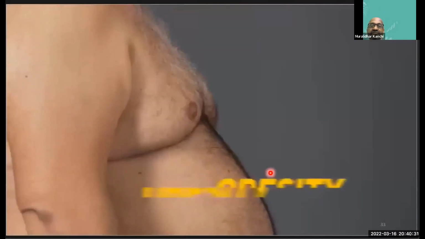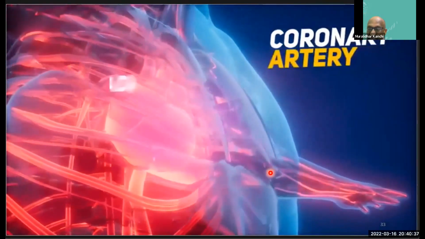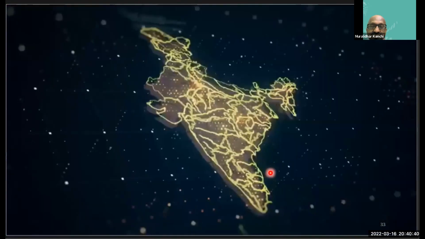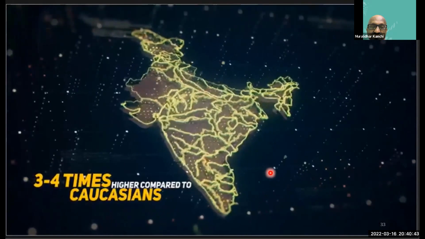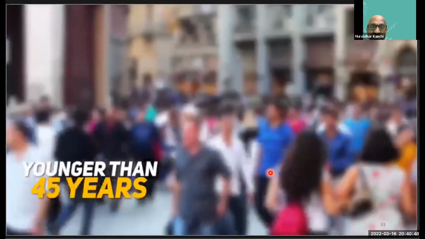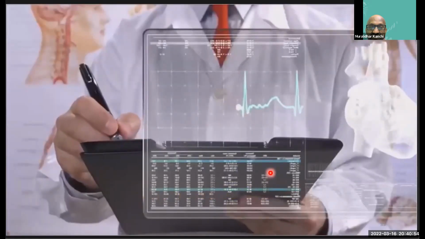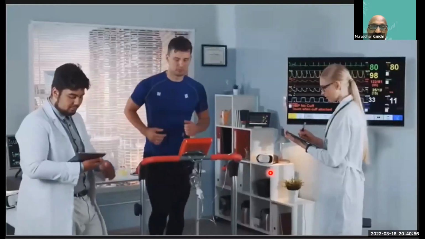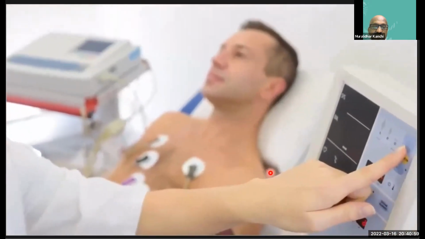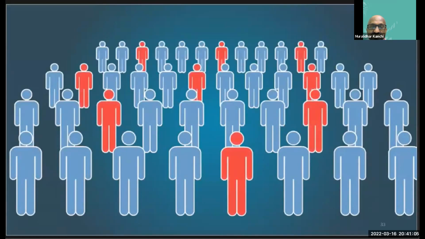We have developed a polygenic risk score for determination of the vulnerability of a person to coronary artery disease, or CAD. The risk of CAD and heart attack among South Asians is 3-4 times higher compared to Caucasians. Young onset CAD, or CAD affecting people younger than 45 years of age, is getting more common these days. Current approaches used to diagnose heart disease can detect the problem only after the symptoms have appeared. What if we could identify people with higher risk of heart disease much before the symptoms appear?